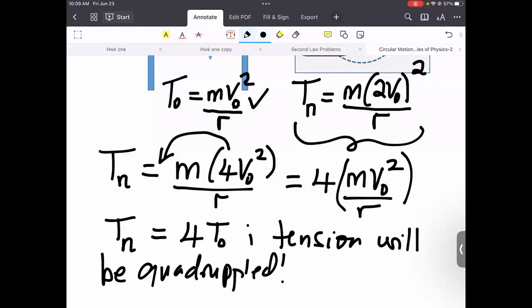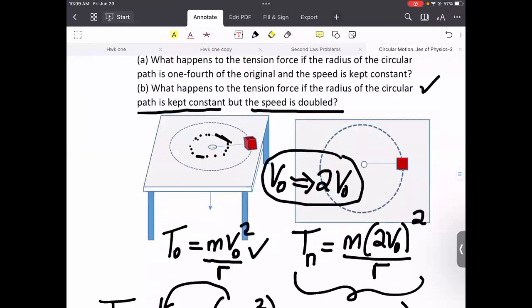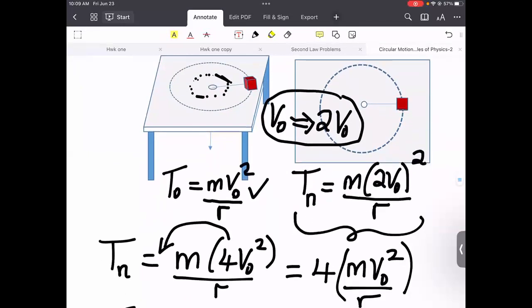Yeah, or it is 4 times more. Okay. All right, so that's the discussion regarding these questions. We're just trying to understand how tension or how the centripetal force behaves if we change the radius or if we change the velocity.